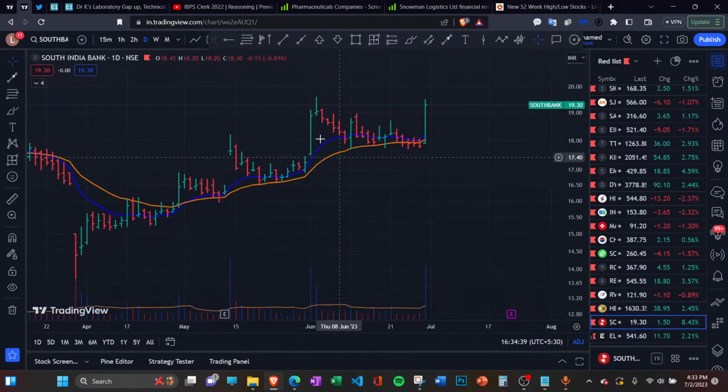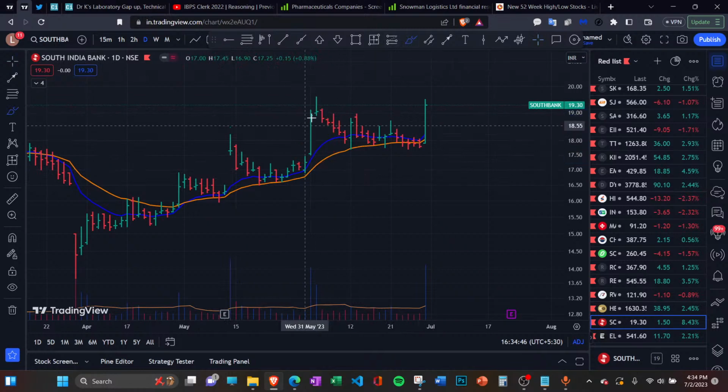Again, why I selected this, same thing happening here. After this good up move, the stock consolidated, that too above the 10 and 21 moving average, and then another expansion. So again, there could be a consolidation, or there could be a follow-up move.